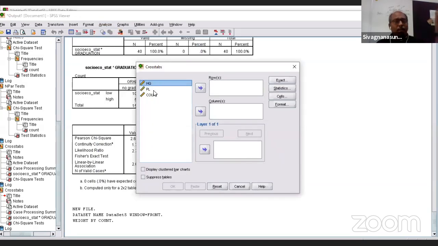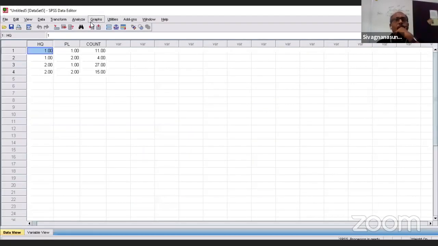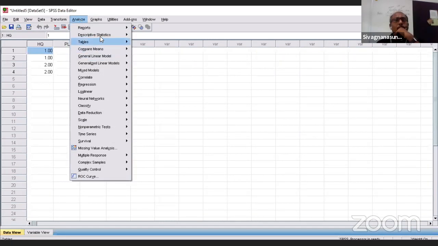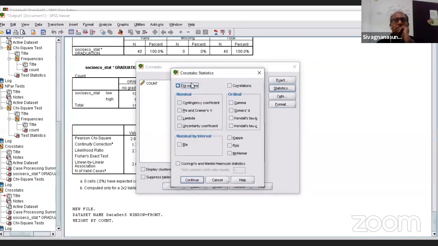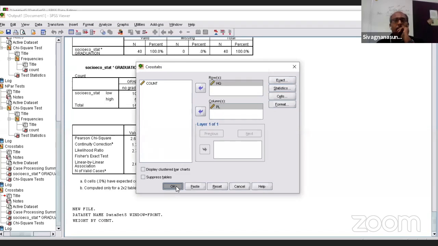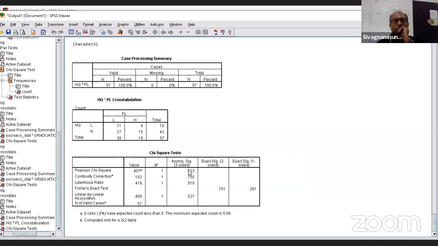I can take anything in the rows and columns. So Analyze, Crosstabs. I'm taking housing quality into rows, poverty level into columns. Statistics, chi-square. What is this? You guys are getting 0.34, I'm getting 0.38.